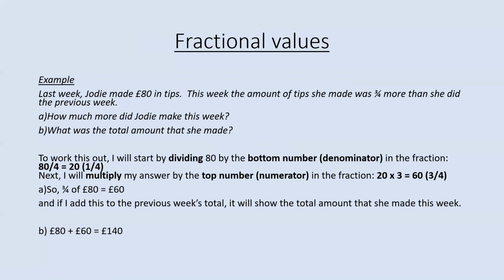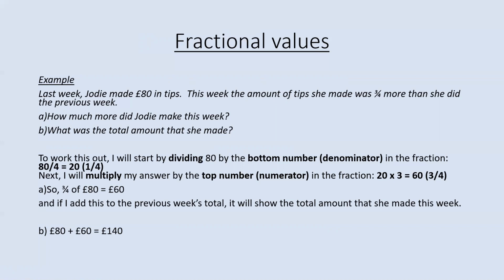So to work this out, I'm going to start by dividing 80 by the bottom number, the denominator in the fraction that we've been given. We're told that she made 3/4 more money in tips this week. So I'm going to divide 80 by 4, which equals 20. And then I'm going to multiply that answer by the top number, the numerator in the fraction. So the fraction is 3/4. So 20 times 3 equals 60. So 3/4 of 80 equals £60. So she made £60 more this week in tips.